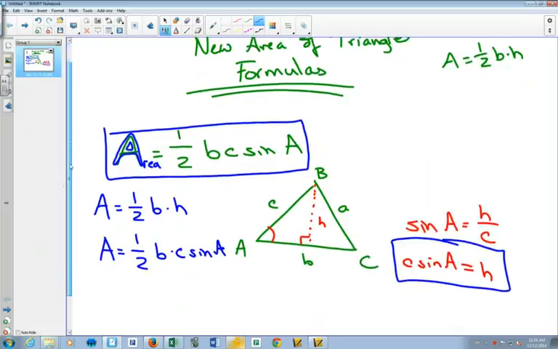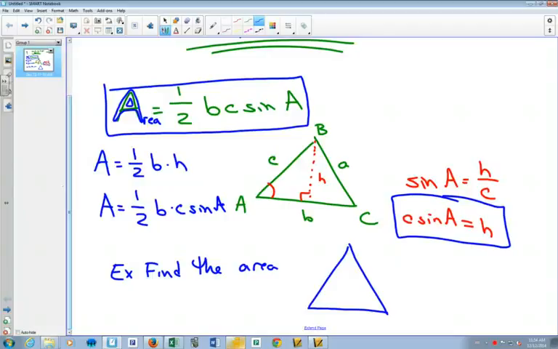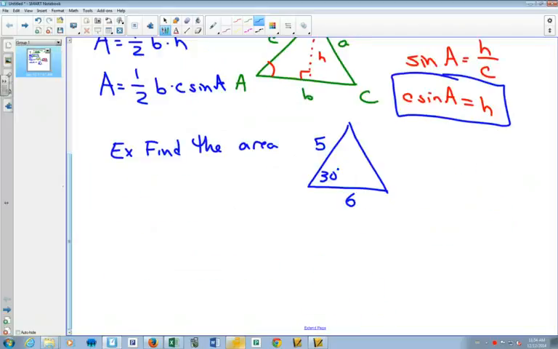So now let's do that example, which would be find the area and we had this angle, I had it 30 degrees. Did I have the 5 up here and 6 down here?